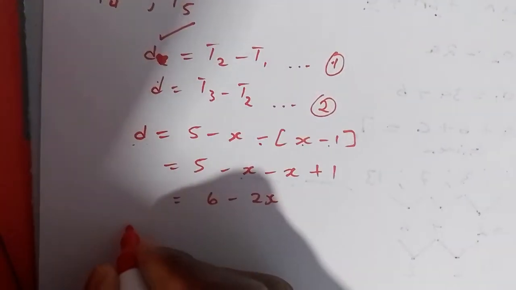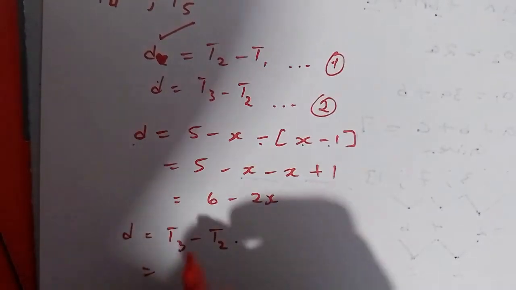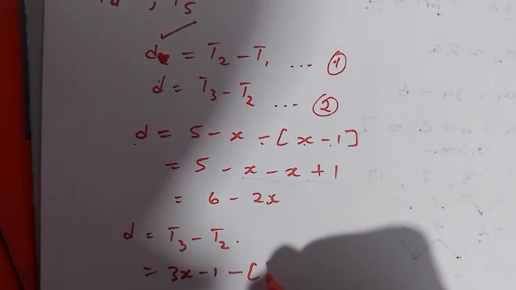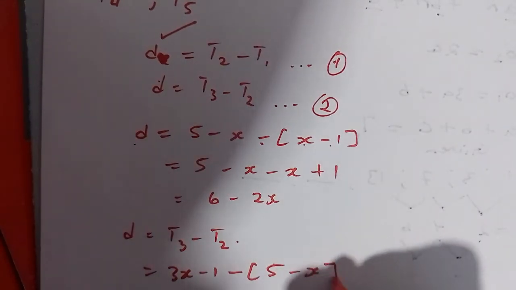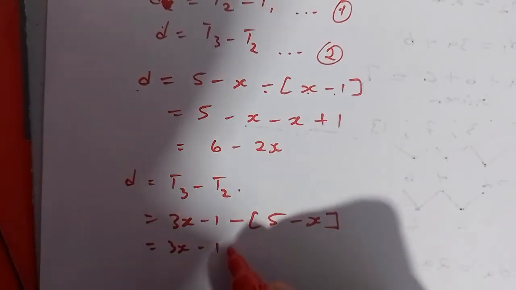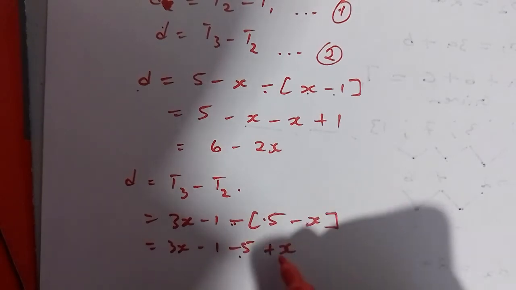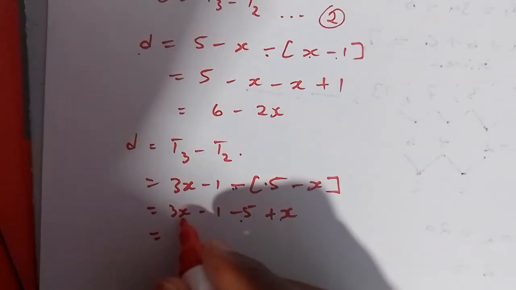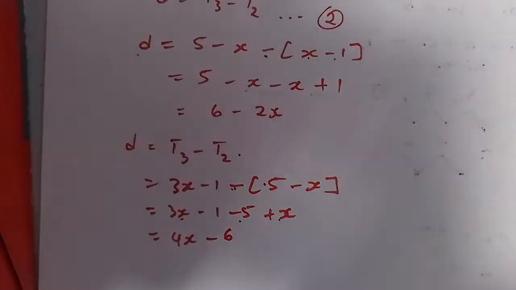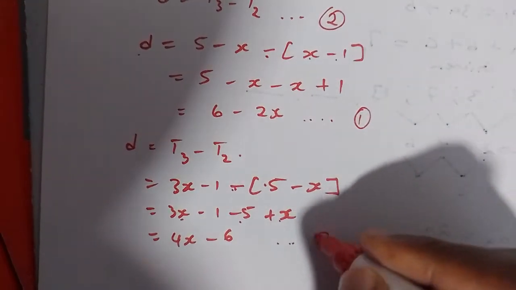I can just say D is equal to T3 minus T2. Now, what is my T3? My T3 is 3X minus 1, minus 5 minus X. See, then this will give me 3X minus 1 minus 5 plus X, because negative and positive is negative, negative and negative is positive. Now, I'm going to have 3X plus X, and this will give me 4X minus 6. There. As I said, this is my first equation, this is my second equation.